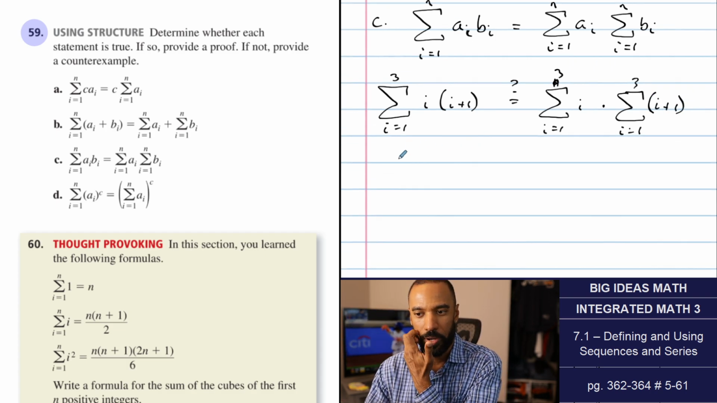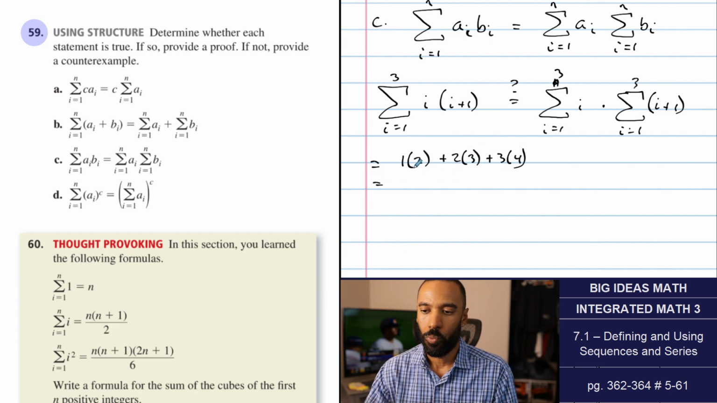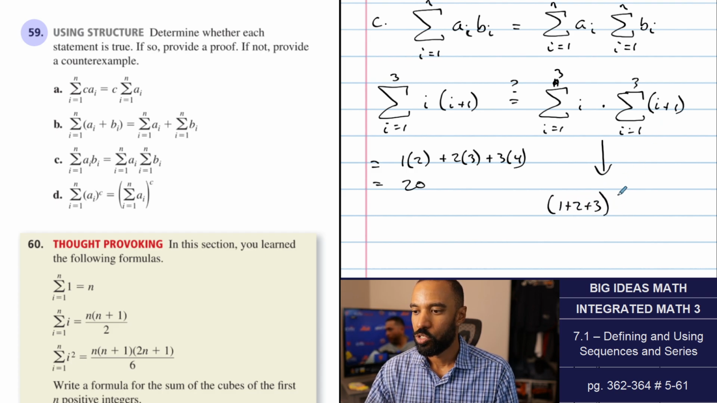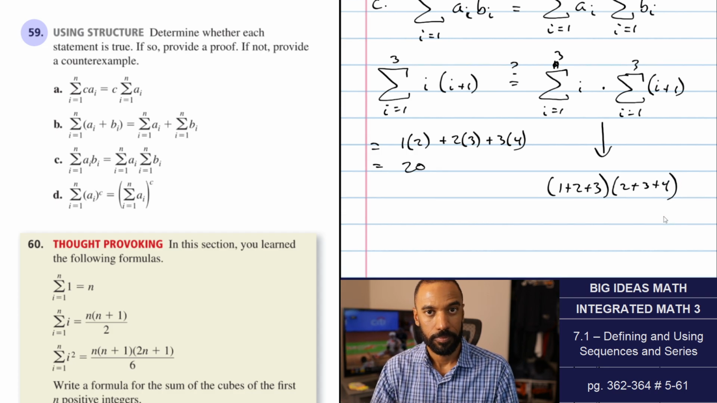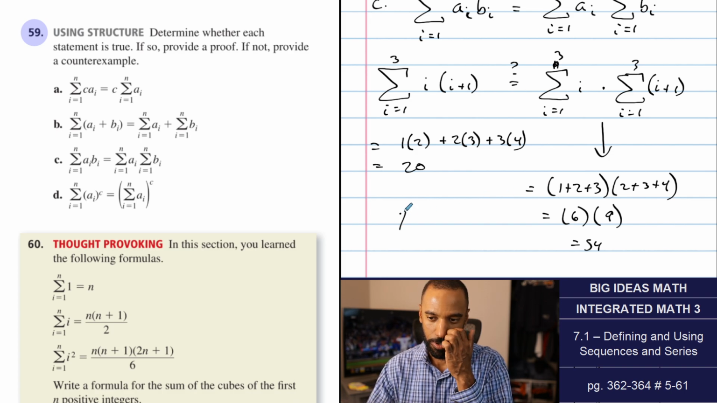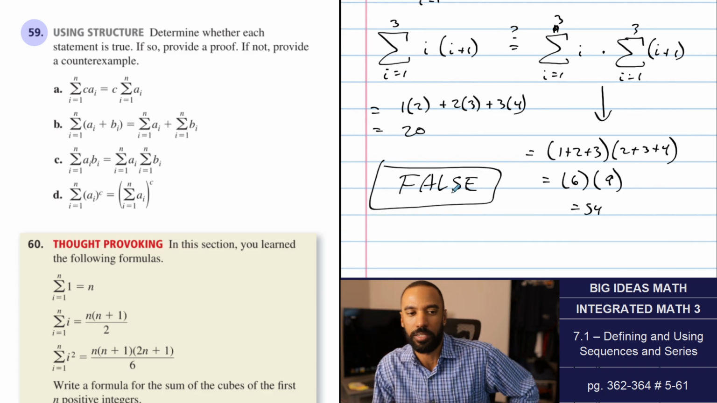So we're going to see this one will be 1 times 2 plus 2 times 3 plus 3 times 4, which is 2 plus 6 plus 12, which is 20. This one, yeah, this won't work. This one is 1 plus 2 plus 3 times 2 plus 3 plus 4, which is 6 times 9, which is 54, which is not the same. So false. I don't know if I had to get that deep into it, but I tried an example, and yeah, they're not true.